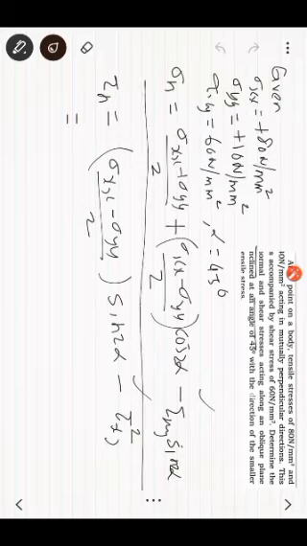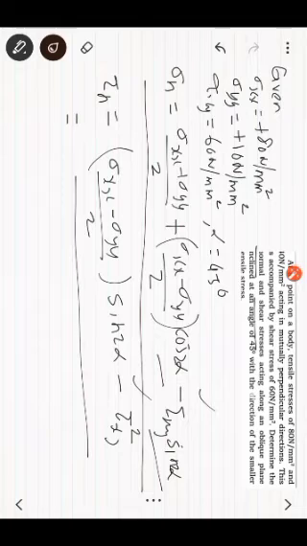So memorize this: sigma x plus sigma y by 2 plus sigma x minus sigma y by 2 cos 2 theta minus tau xy sin 2 theta. Then this one, sigma x minus sigma y by 2 sin 2 theta minus tau xy cos 2 theta. So this is the thing.